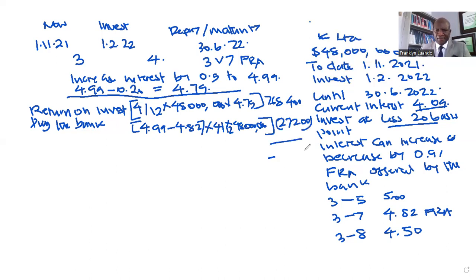The net return will be 739,200. That is the net return. So that's what will happen when the interest increases. Now let's look at when the interest decreases. The decrease in interest.